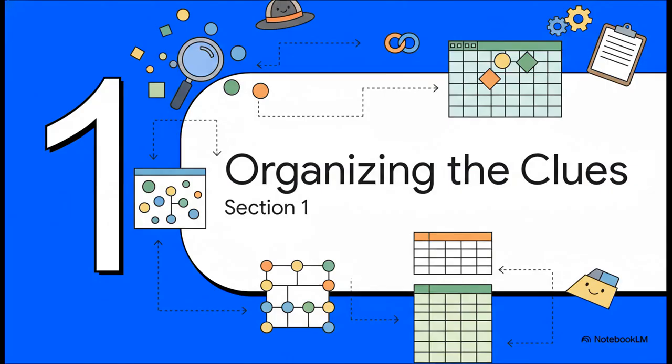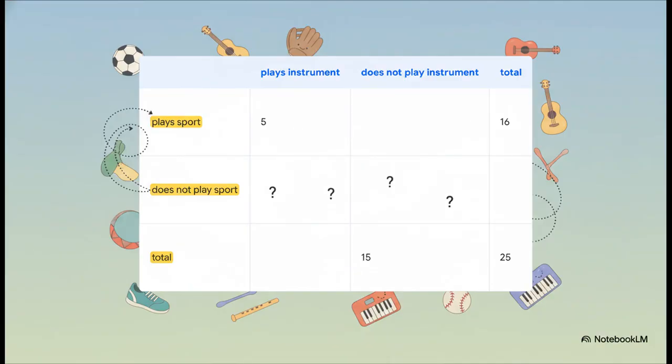All right, every good detective knows the first step is to organize your evidence. We can't work with just a jumble of survey answers. We need to get them into a structure that actually makes sense. And this is our main tool for the job, a two-way table. It's just a simple grid that organizes our two variables, sports and instruments. We've got some of the numbers filled in from the survey of 25 students, but as you can see, there are some blank spots. Our first mission is to fill in those gaps.